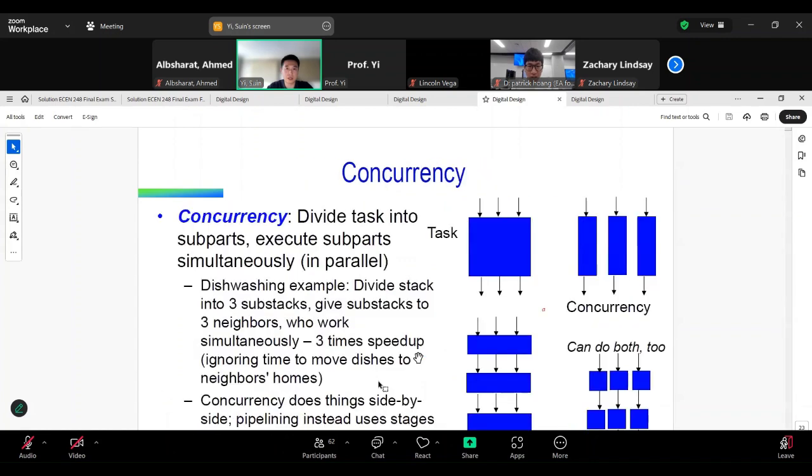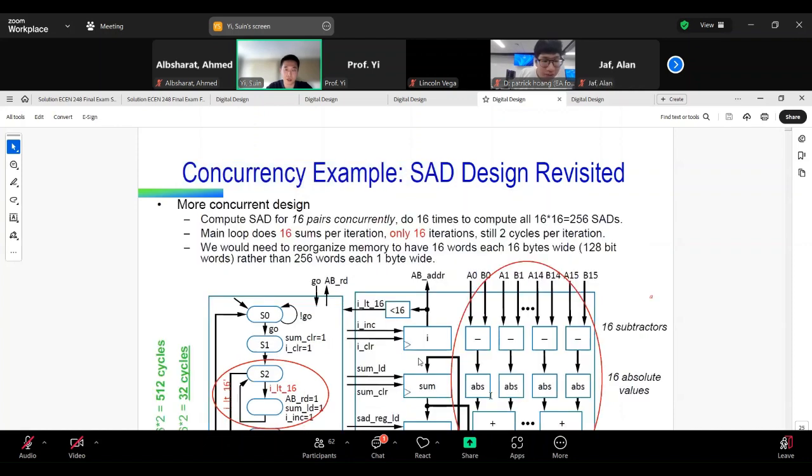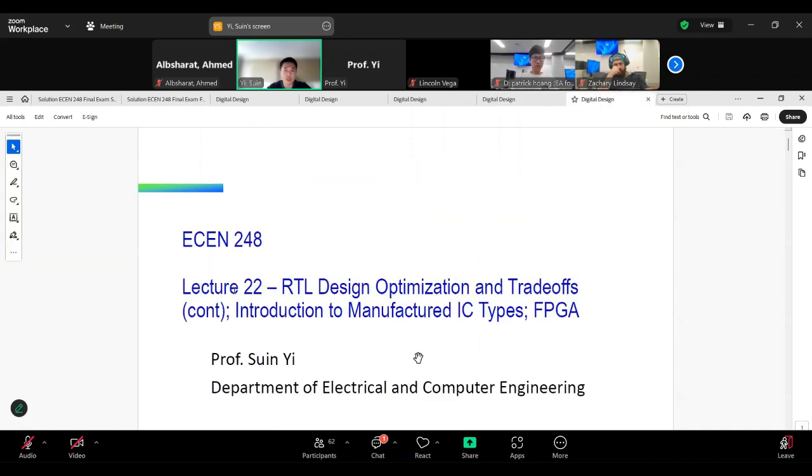And then the concurrency. Your previous original sum of absolute difference circuit was fully sequential. And then you can build a concurrent version of SAD by deploying multiple multipliers, subtractors, and adders. So this could be one example of a concurrent sum of absolute difference. The other example could be from lecture 22.